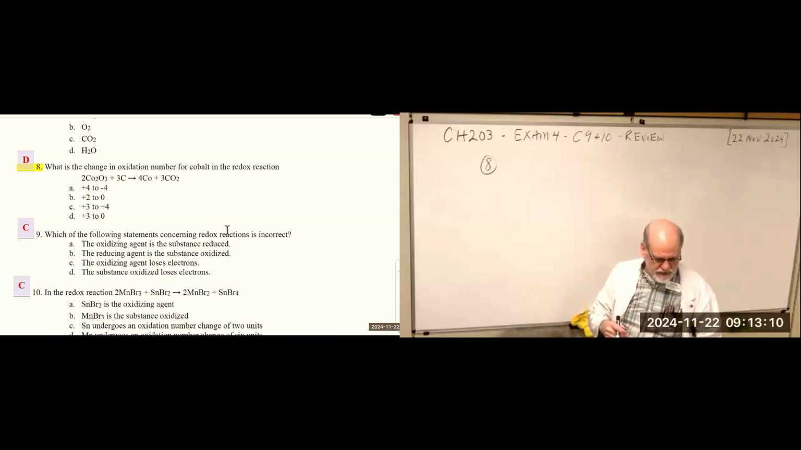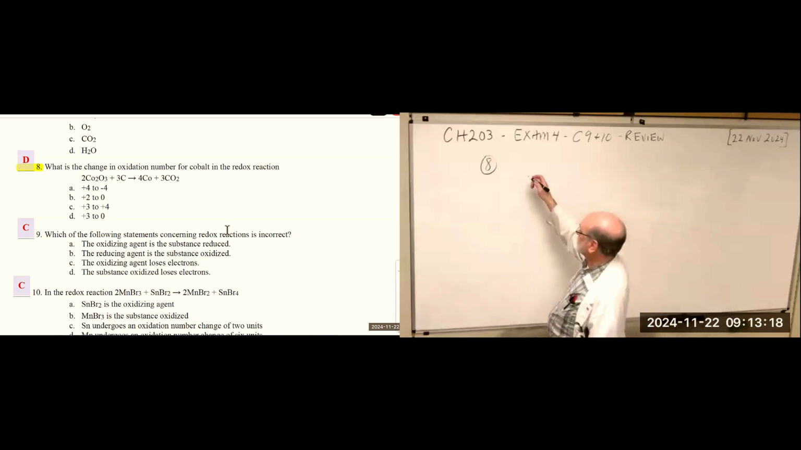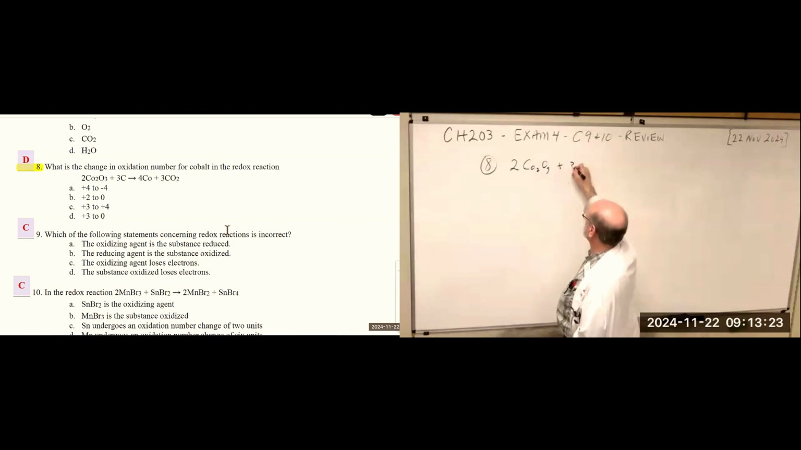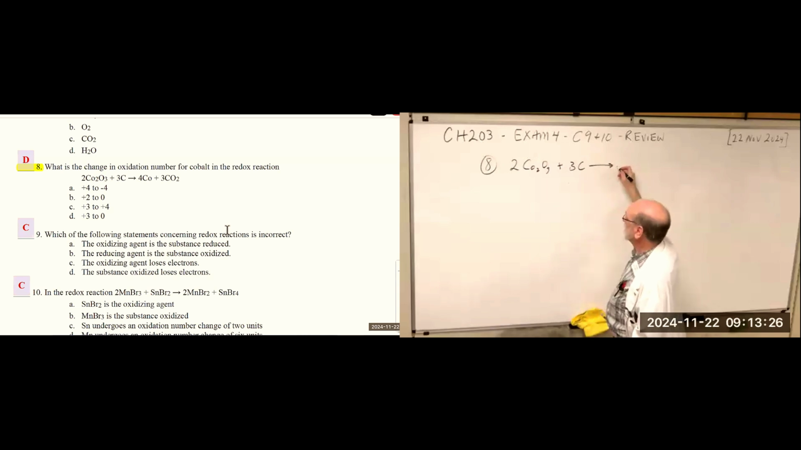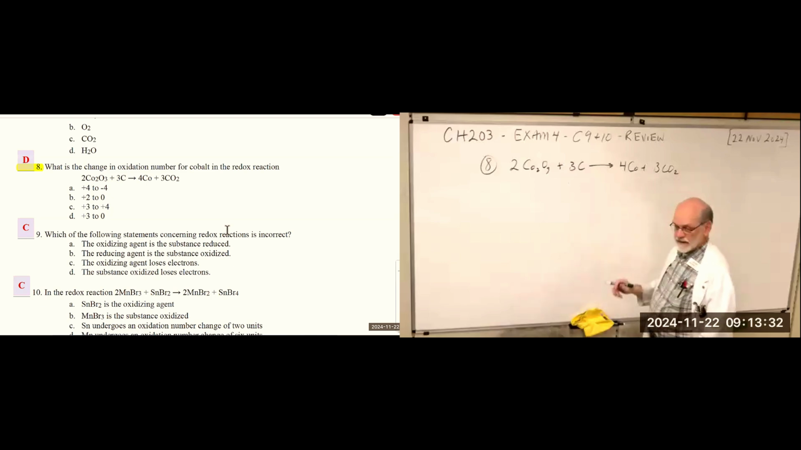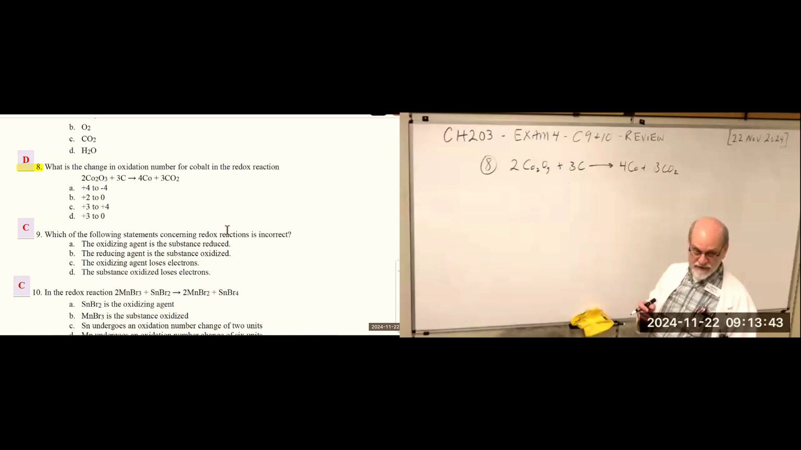Number 8. What's the change in oxidation number for cobalt in the redox reaction? All right. Here's illustrates a point. 2 Co2O3, right? Plus 3 elemental carbon yields 4 cobalt plus 3 CO2. This illustrates the point that you have to watch yourself with capitals and smalls, right? Co with a little o is cobalt, CO with a big O is carbon dioxide or carbon monoxide, depending on how many oxygens.